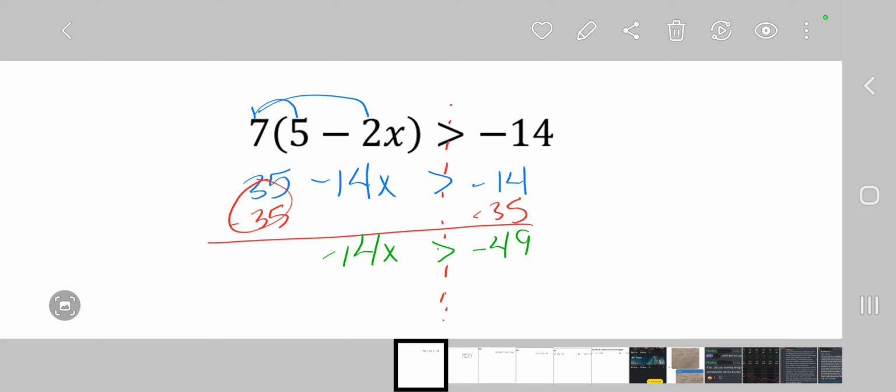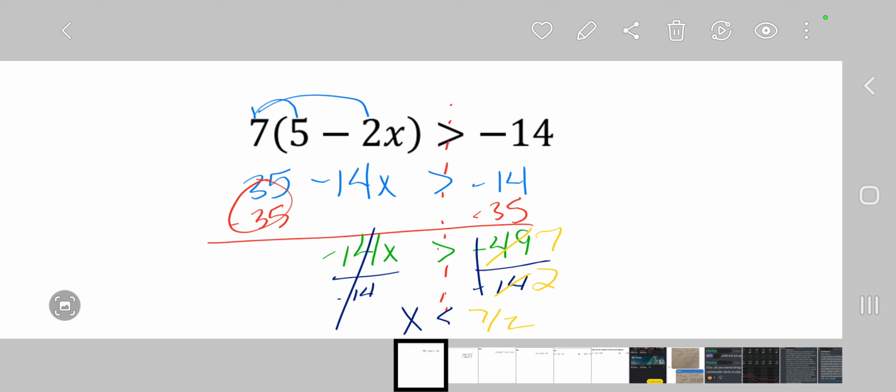I finish it off by dividing. Divide by negative 14. Divide by negative 14. Get x. I divided by a negative. Remember that rule? Multiply or divide by a negative, you have to switch your inequality. And the negatives cancel out. 49 over 14. It doesn't come out cleanly, but both divisible by 7 turns into 7 halves.